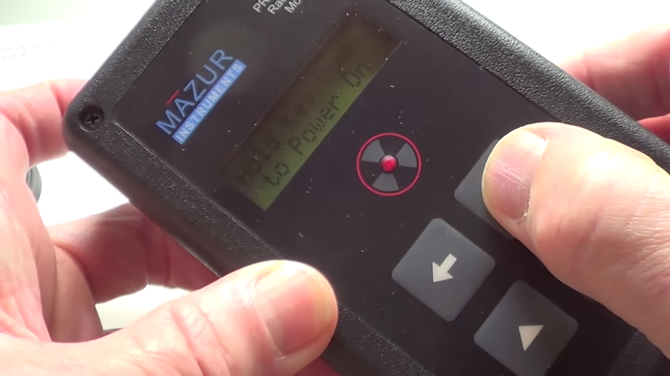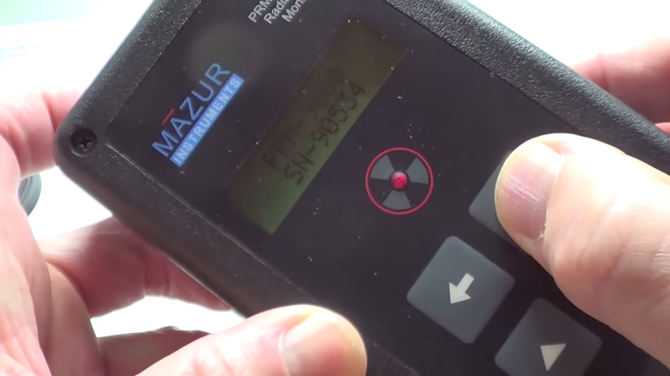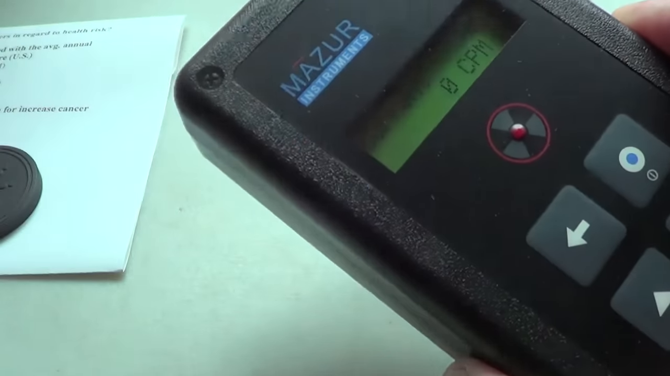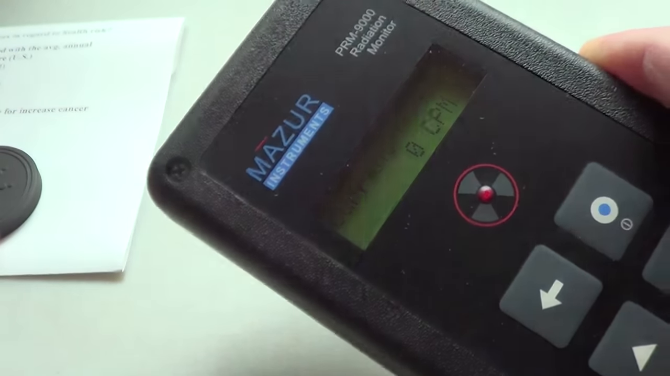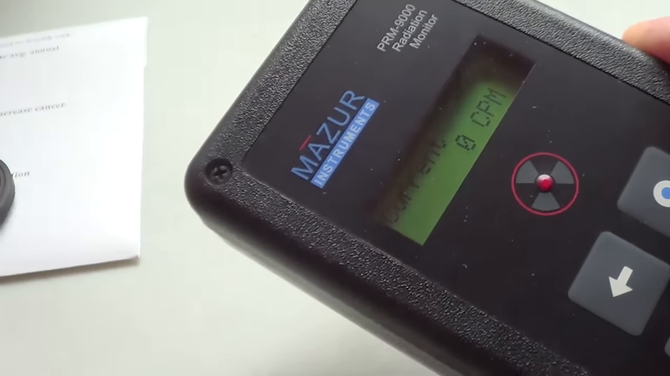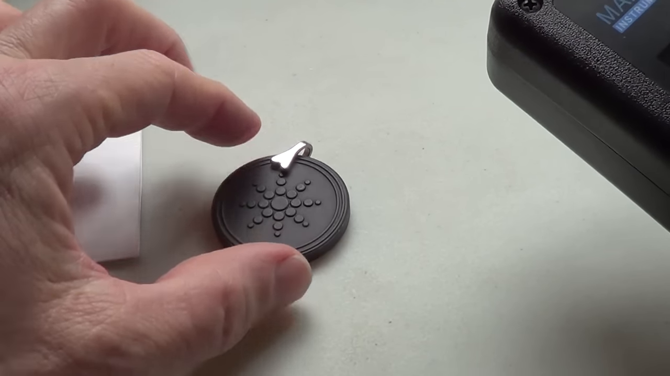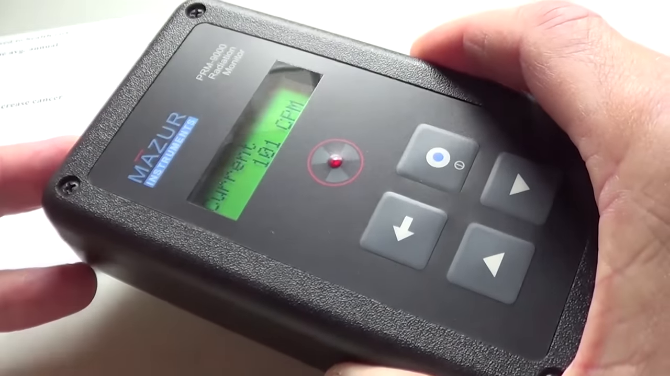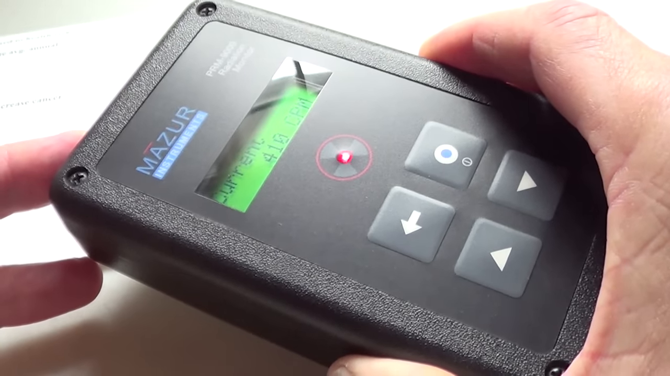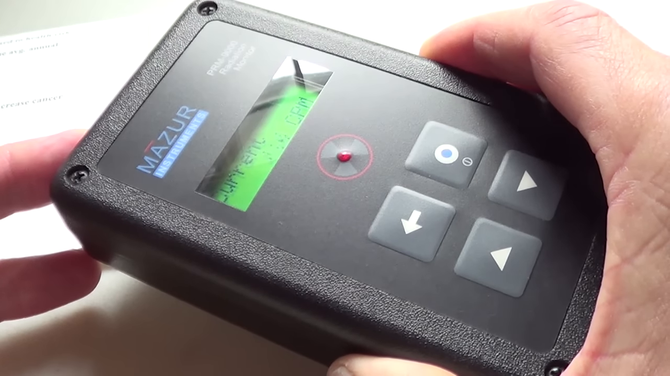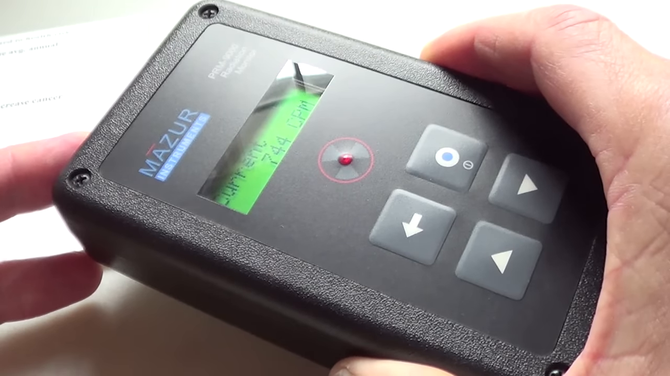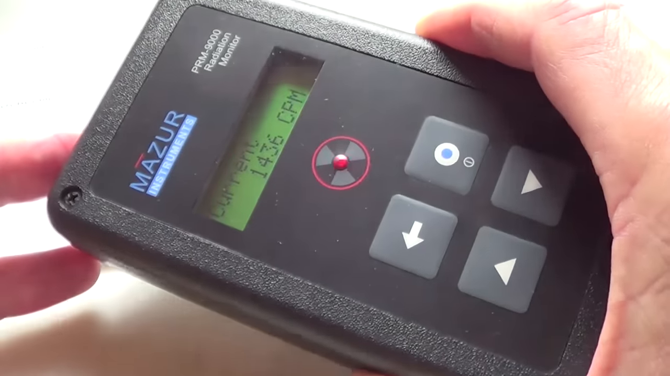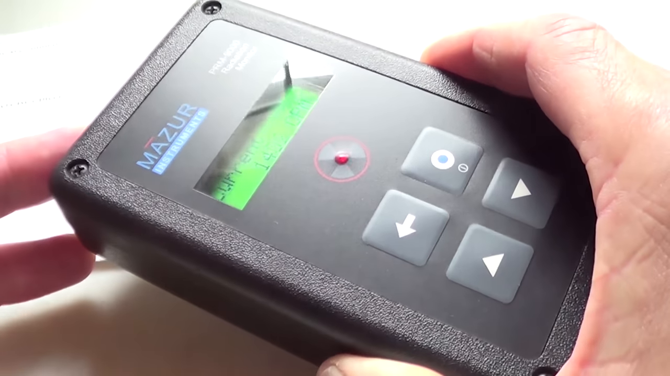I'm turning on a very good quality Geiger counter made by Mazur Instruments. Okay, this is a Mazur Instruments PRM 9000. I'm just going to go forward and let you make your own decisions here. This will be hard to believe, okay? Here's the scalar energy pendant, and I'm going to put the Geiger counter over it. You cannot get a Geiger counter to get this kind of activity unless you're measuring something that is truly radioactive. All right? This is already up to 1,436 counts per minute.